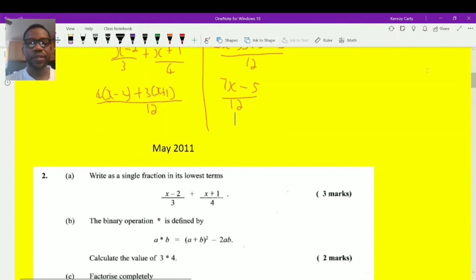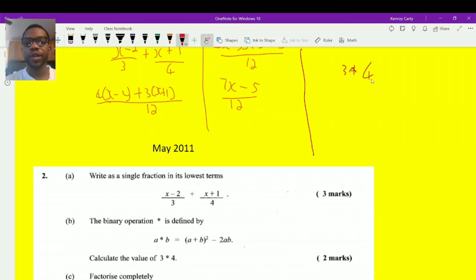Alright, let me see if I can get the next one up top right here so we don't run out of space. Draw a line right here, and let's get right into it. This is what we call binary operations. Question B. It says the binary operation asterisk is defined by a asterisk b equal a plus b all squared minus 2ab. What we want is 3 asterisk 4.